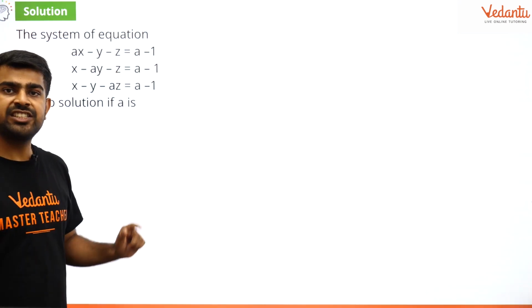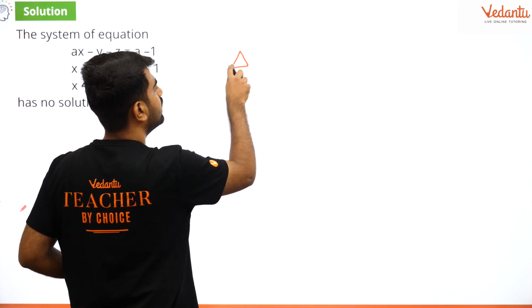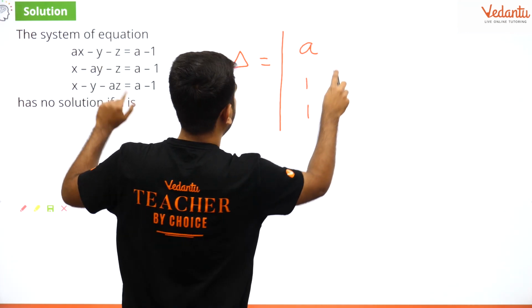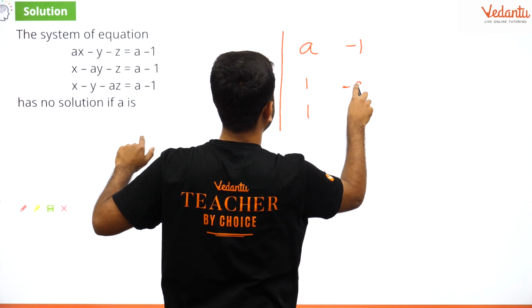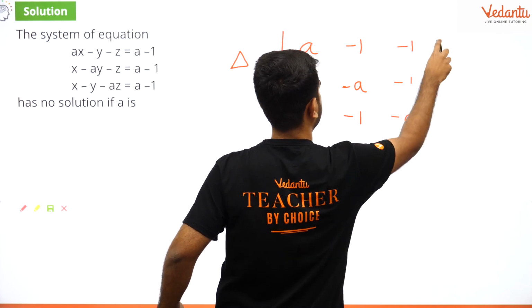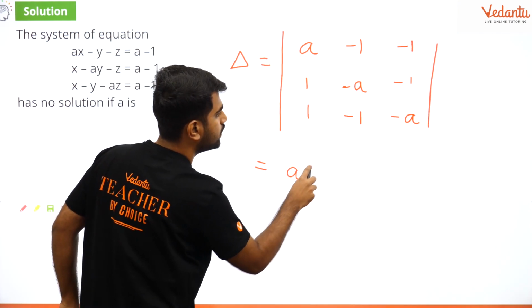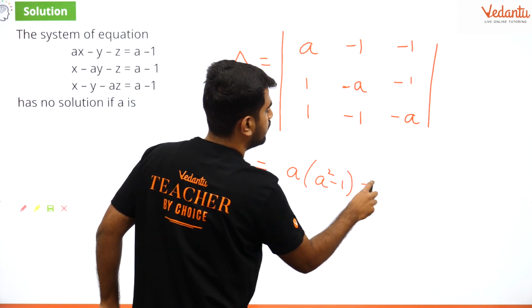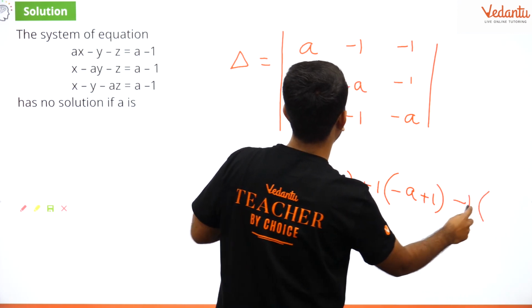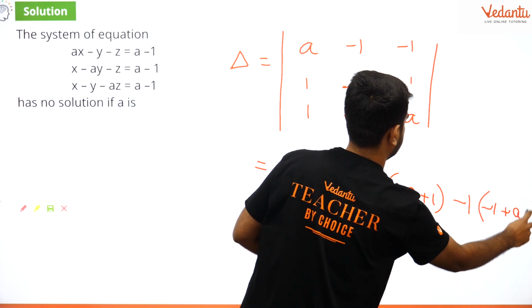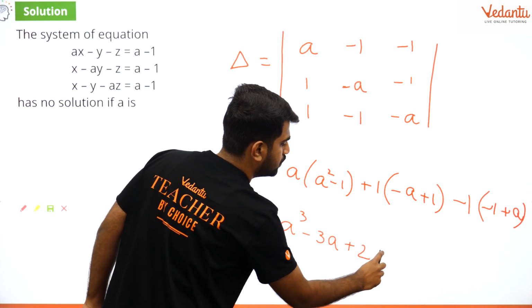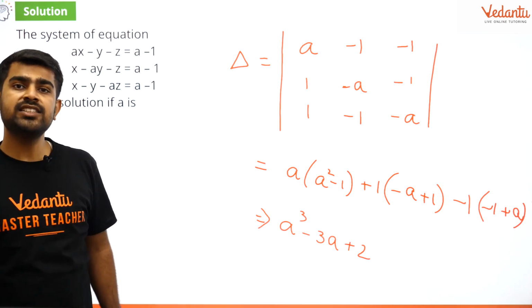So what do we have here? We have a system of equation. First, I will figure out what is the value of delta. Now delta is going to be, can you guys help me out with that? It is going to be 1, 1, minus 1, minus A and minus 1. Then you have minus 1 and minus A. So that value of determinant is going to be A into A square minus 1 plus 1 times of minus A plus 1 minus 1 times of minus 1 plus A. So it is going to be A cube minus 3A plus 2. That is the value of my determinant.